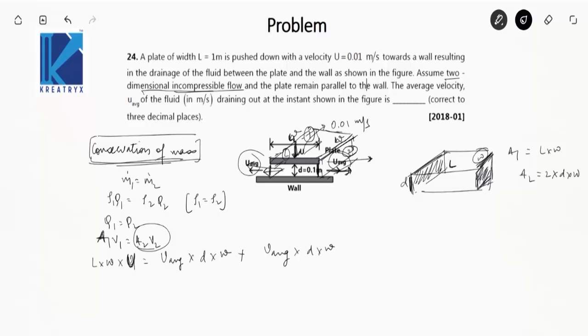So this W gets cancelled out. What is given? d is given as 0.1 meter, and this length L is given as 1 meter. u is given as 0.01 meter per second. So put all these values and you will get u average is equal to 0.05 meter per second.